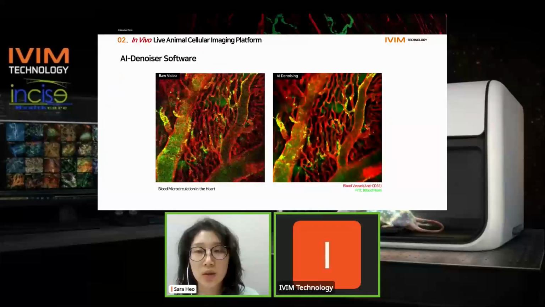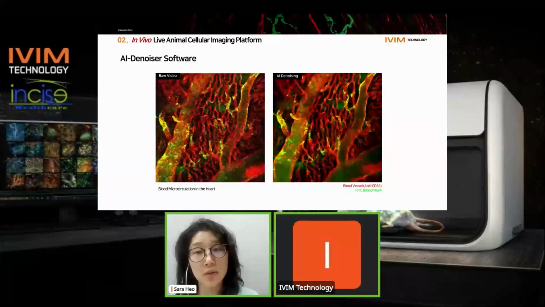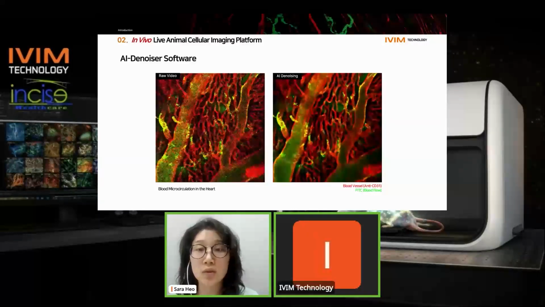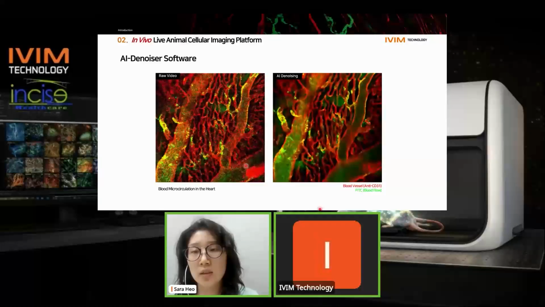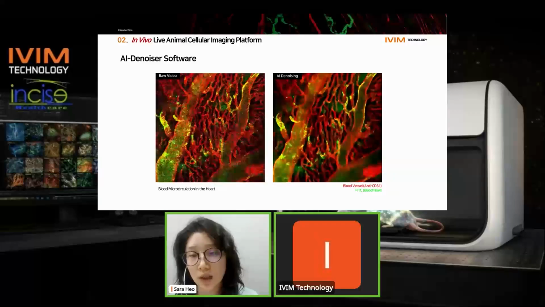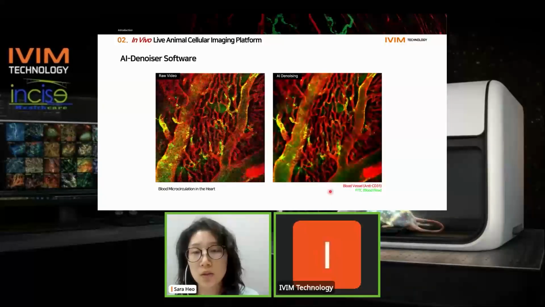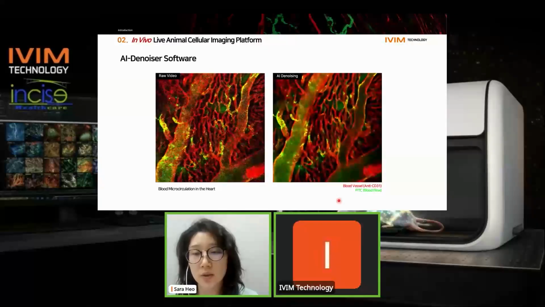Another component I would like to explain is our AI denoiser software. Like I mentioned, physiological movements are unavoidable when imaging live animals, with respiration and heartbeat. So we have an AI-based denoising algorithm that can remove the noise without interfering with cellular environments. Compared to the raw video, the AI denoised video has clear and defined structure of blood vessels, and this enables the identification of boundaries and helps to distinguish actual signal from noise. This leads to more reliable analysis as it allows us to track cellular dynamics precisely.